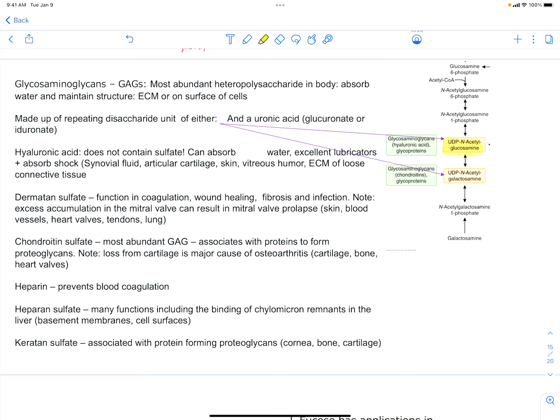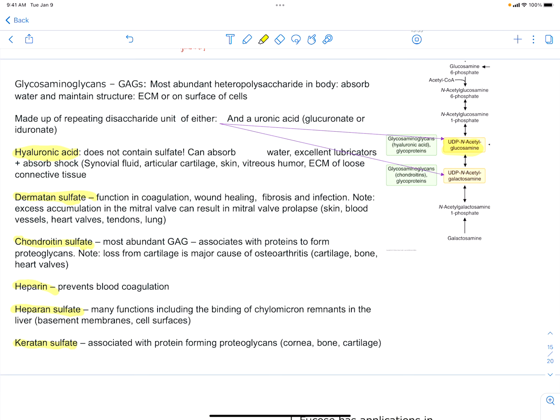They're either going to be made up of a UDP N-acetylglucosamine or N-acetylgalactosamine, and a uronic acid such as glucuronate or iduronate. Some examples of your GAGs that are very important are hyaluronic acid, dermatan sulfate, chondroitin sulfate, heparin, heparan sulfate, and keratan sulfate.